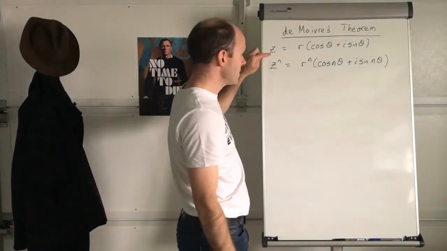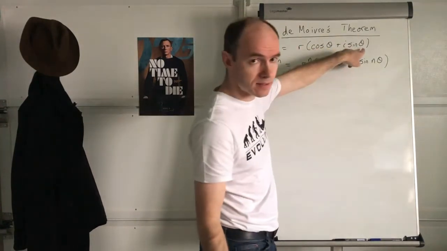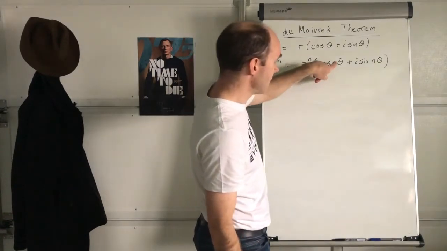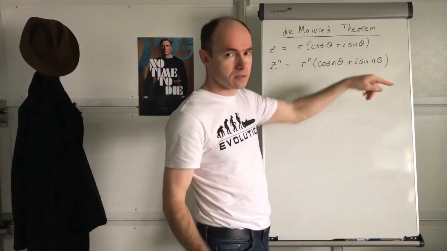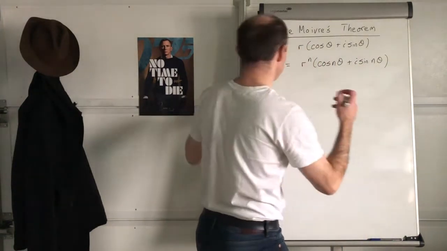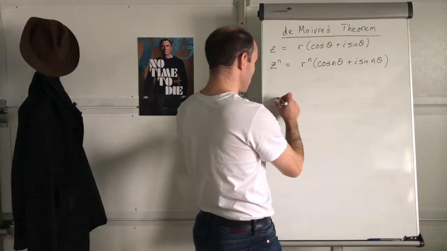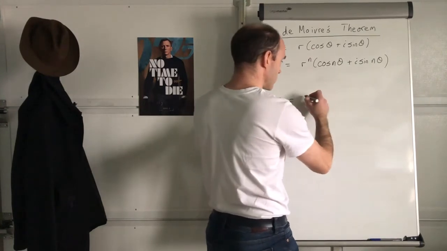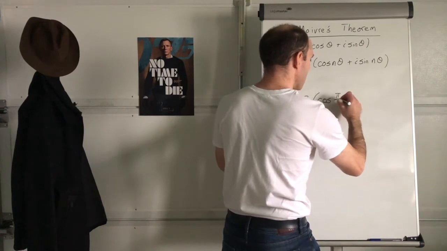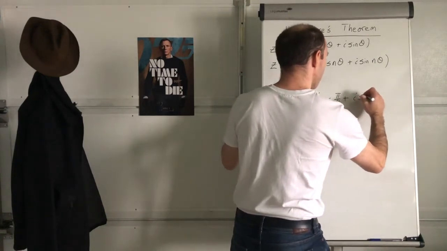So if you've got z is equal to r (cos theta plus i sin theta), then z to the power of n is equal to r to the power of n (cos n theta plus i sin n theta). Just think about that for a moment. Pause the video maybe. As an example, say you've got z is equal to, let's just choose 2 because it's a simple number, and let's just choose an argument of pi over 4 because it's a simple angle, okay?